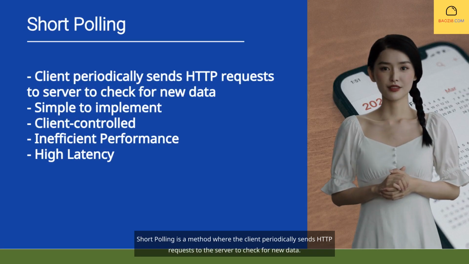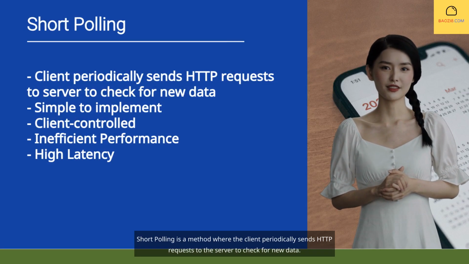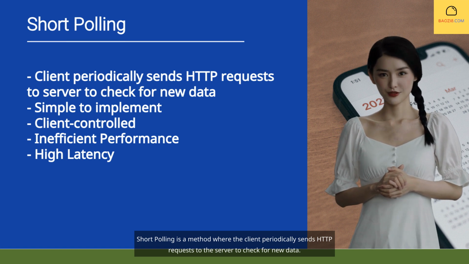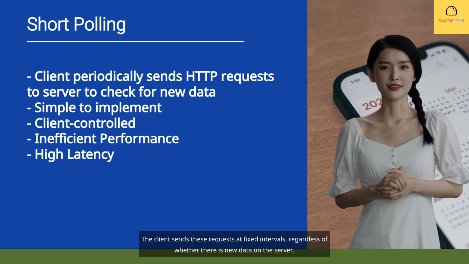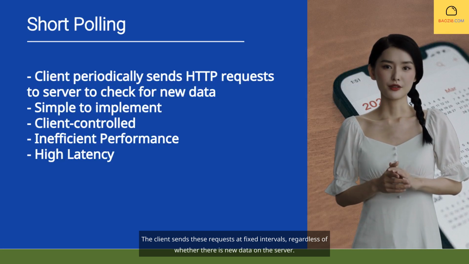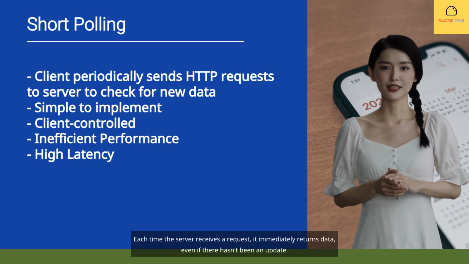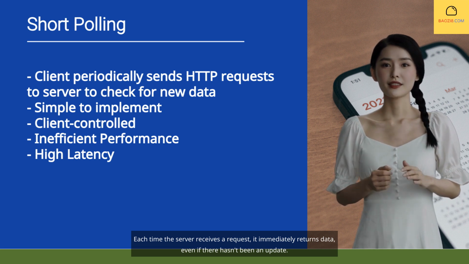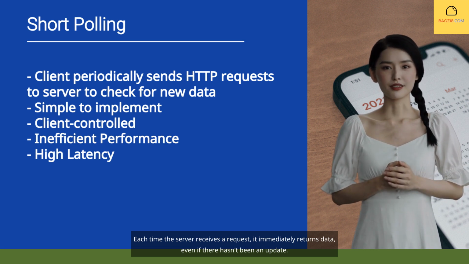Short polling is a method where the client periodically sends HTTP requests to the server to check for new data. The client sends these requests at fixed intervals, regardless of whether there is new data on the server. Each time the server receives a request, it immediately returns data, even if there hasn't been an update.